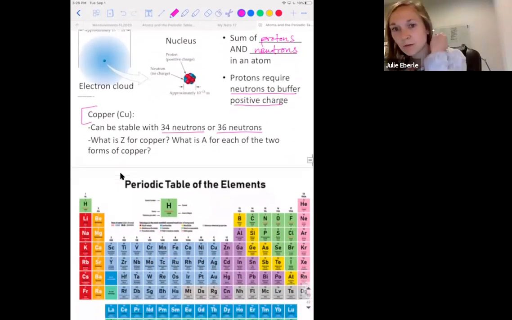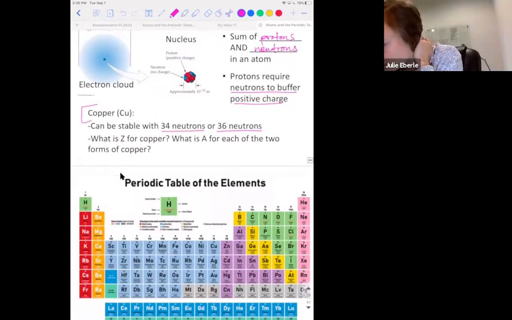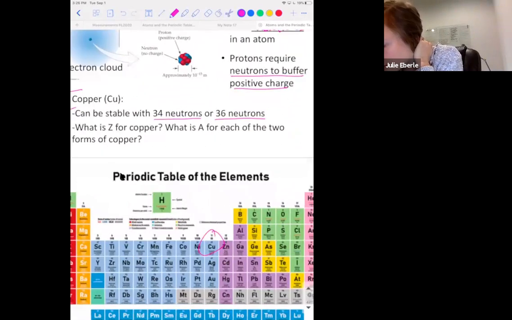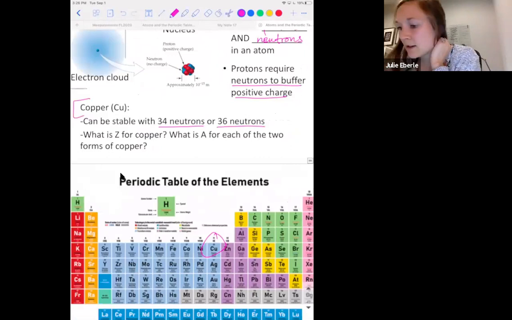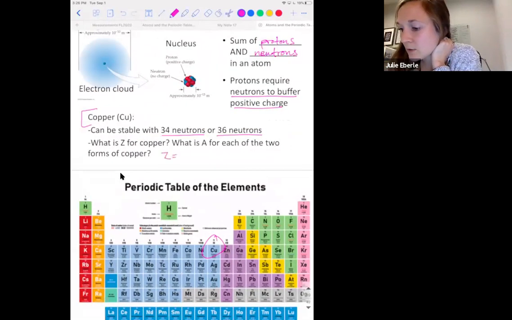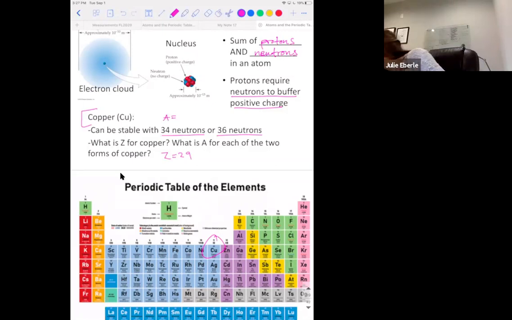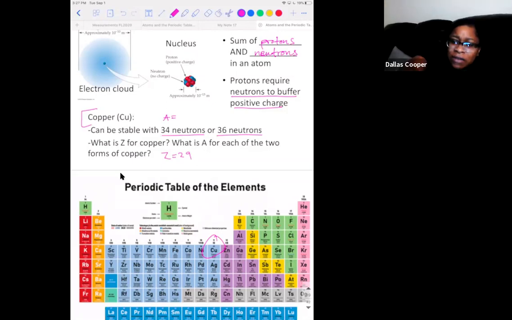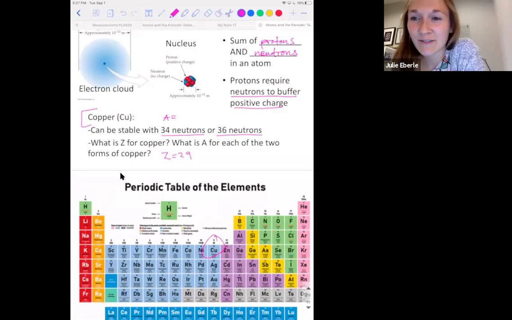So I put this periodic table here, but it's actually kind of blurry when you zoom in. Copper's right here. And if you look closely, 29 is the number of protons. So Z equals 29. There's 29 protons. But what would A be? So if I have 34 neutrons, 29 electrons, what is A for this first isotope? Can anybody get that for us? Like 70, then, right? If you add it all together, close to 70. Anybody know exactly what it is?